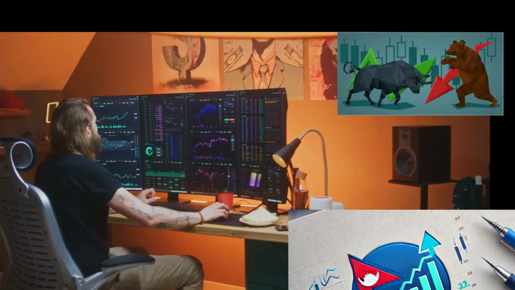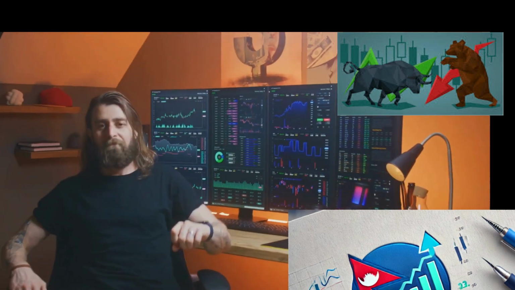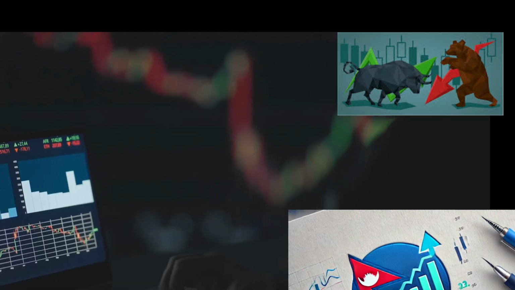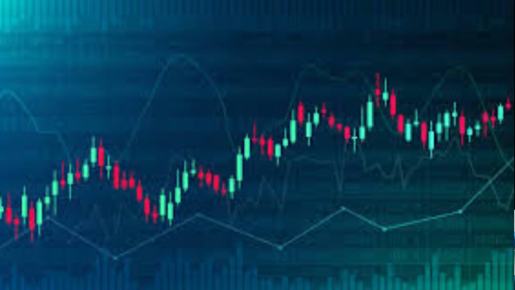Remember, knowledge is power, and understanding candlestick patterns empowers you to navigate the markets like a pro. So buckle up and get ready to dive into the fascinating world of candlestick charting. It's time to unlock the secrets hidden within these powerful patterns and take your trading to the next level.